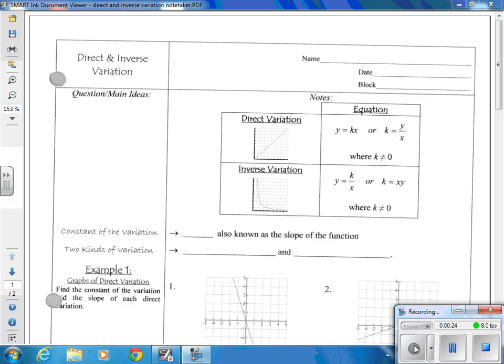So we'll start with the graphs. In order to have a direct variation equation or graph, the first thing that you should notice is that the graphs always go through the origin. So when you're looking at a line and you're trying to figure out whether it's direct variation or not, look for the origin and see if the graph will go through it. If it does, then you definitely have one. If it doesn't, you know you don't.